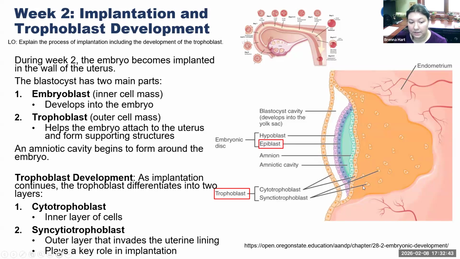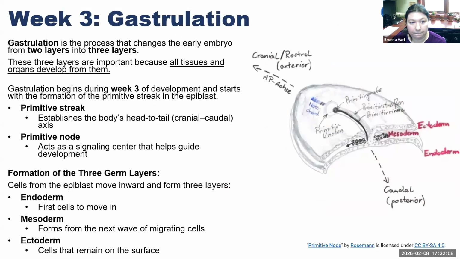The syncytiotrophoblast here is this outer layer that is helping with the whole uterine invasion, the lining of the uterine wall. It's also going to help out with those other structures, but it's really for implantation at this stage. So week 3 is where gastrulation occurs.